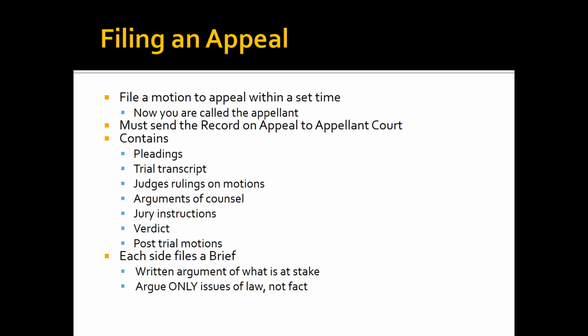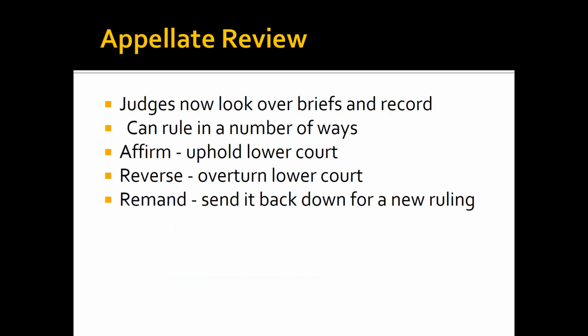So what do you do when you file an appeal? Well, first of all, you file a motion within a set time, and you say you're going to appeal. You are now called the appellant. The other side is called the appellee. You then send a request to the upper court. This is called a brief. To ask that they request all the records. You can include pleadings. You can include trial transcripts, motions, arguments, verdicts, the whole 9 yards. Each side files a brief. Remember, they're only arguing issues of law here. They cannot argue issues of fact, because appellate courts hear violations of the law, not the fact.